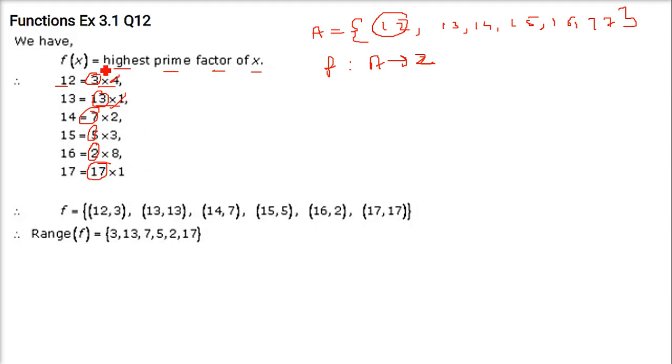So what will be the ordered pairs? (12, 3), (13, 13), (14, 7), (15, 5), (16, 2), (17, 17). This is the ordered pair set. Now the range also needs to be found, so you just pick the second member of each ordered pair. So this will be 3, 13, 7, 5, 2 and 17. This will be the range.